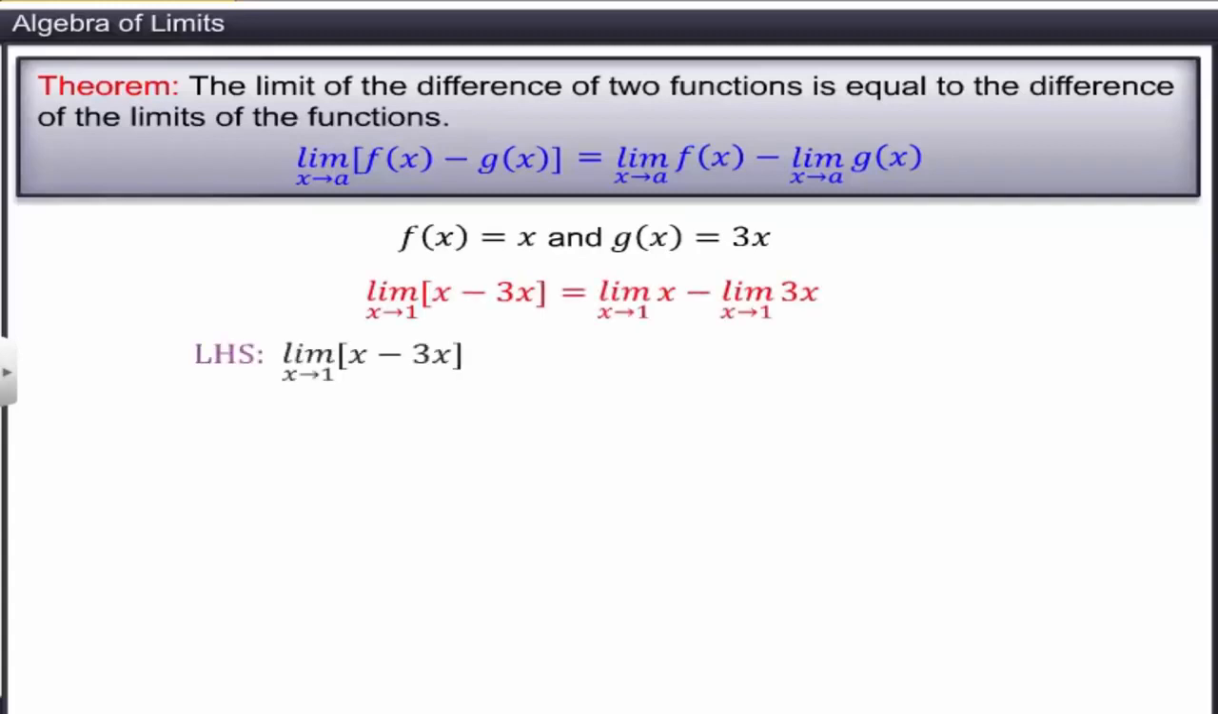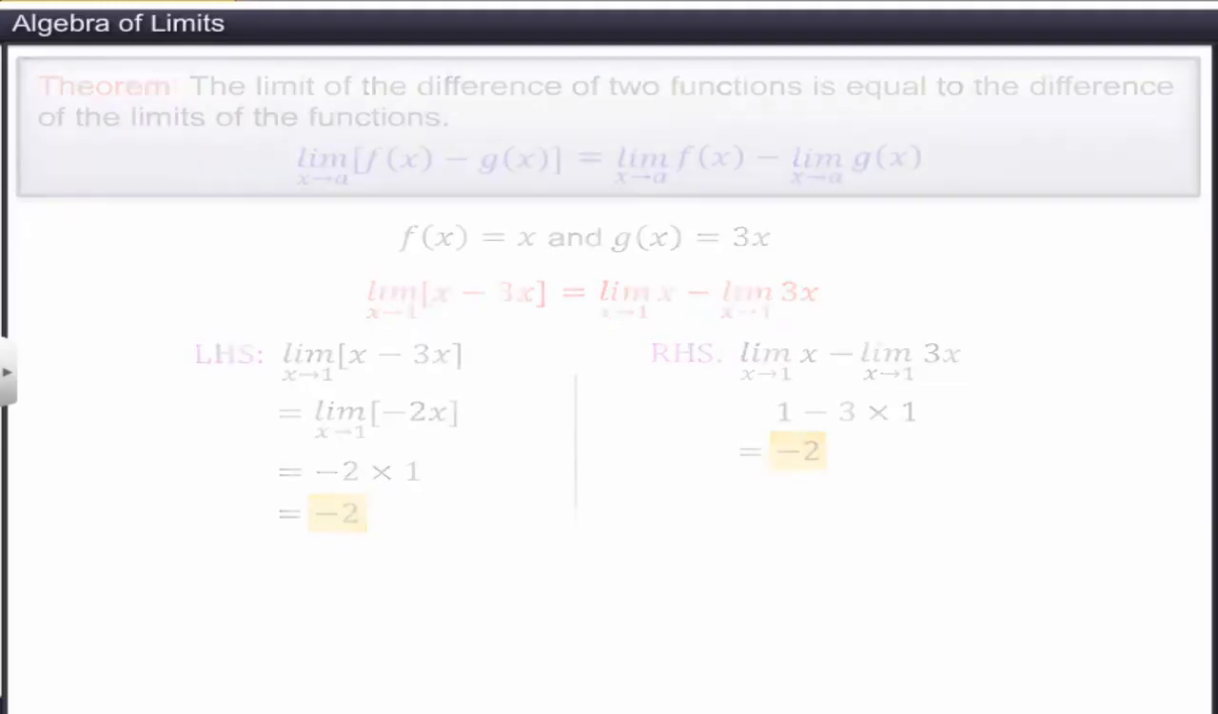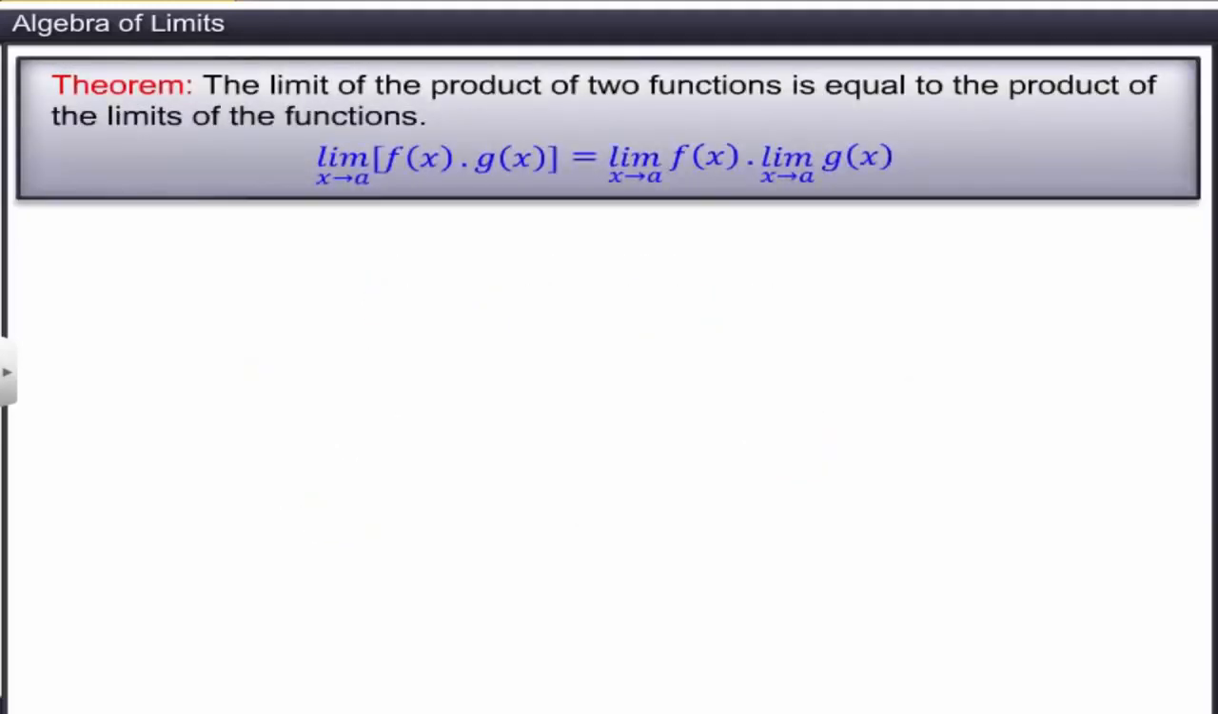The left-hand side is equal to -2. The right-hand side is also equal to -2. Hence, the theorem is verified. The next theorem states that the limit of the product of two functions is equal to the product of the limits of the functions. Let's verify the theorem with the functions while x tends to 1.